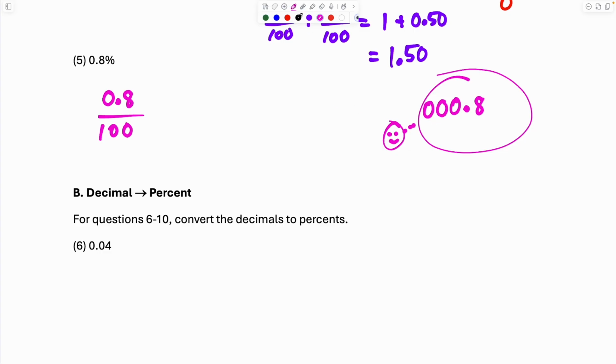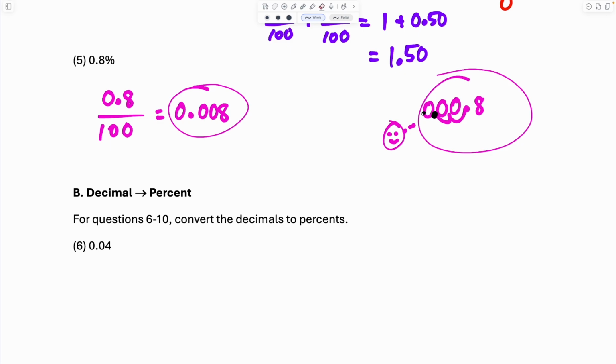So now what we're going to do is move the decimal 2 spaces to the left like this. And notice what that's going to give us. That's going to give us the decimal now at this location over here, telling us that 0.8 over 100 is the same thing as 0.008. Okay, so that's what we would get as our solution.